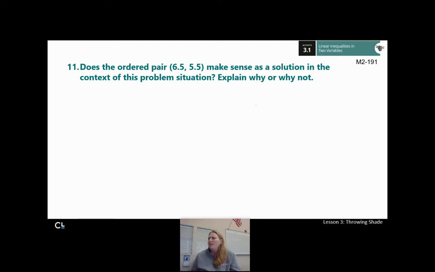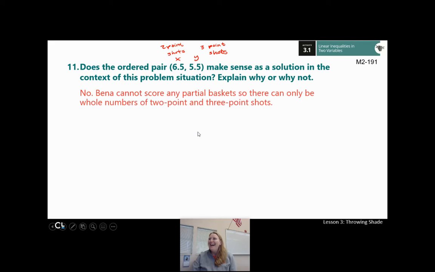6.5. You guys remember what these stood for, right? Remember that X was the 2-point shots, right? And Y, that was our 3-point shots. You remember that's what those were, right? Can you make half a shot? I mean, I don't know if you've ever played basketball, but can you make half a 2-point shot or half a 3-point shot? I don't think so. So no, an ordered pair like 6.5, 5.5, that doesn't make sense in this problem context.